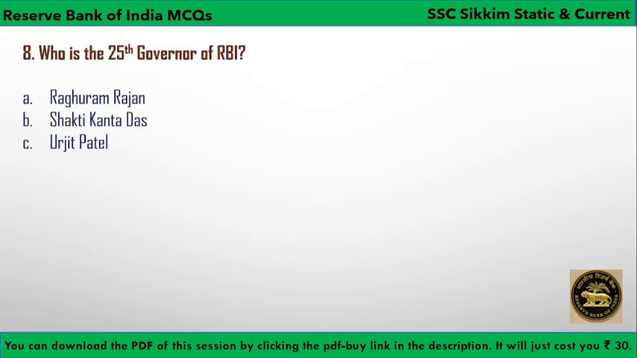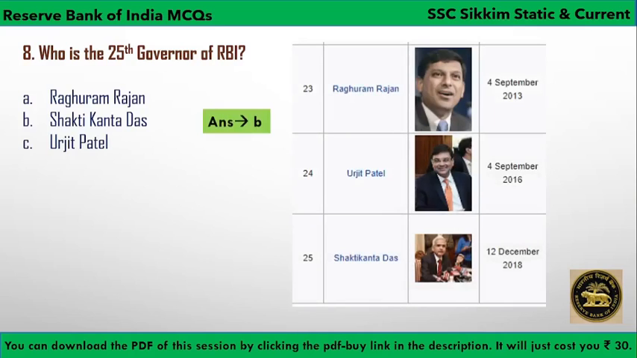Okay, next question, who is the 25th governor of RBI? The correct answer to this question is B, that is, the 25th, and the current governor of RBI is Mr. Shaktikanta Das. The 23rd governor was Raghuram Rajan, the 24th was Urjit Patel, and the 25th was Shaktikanta Das.